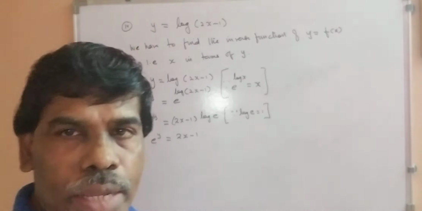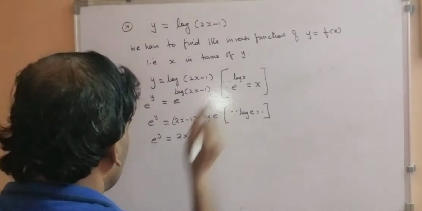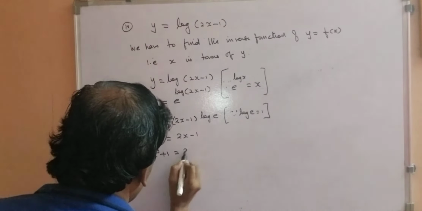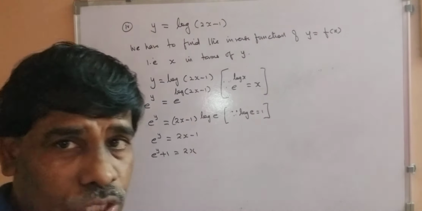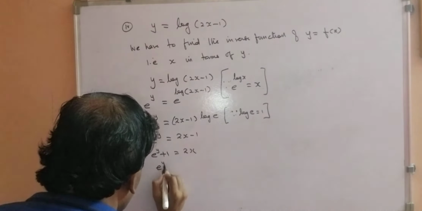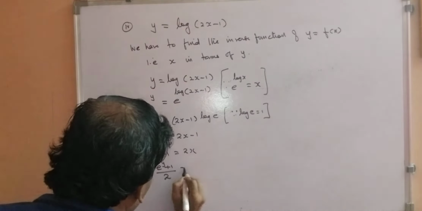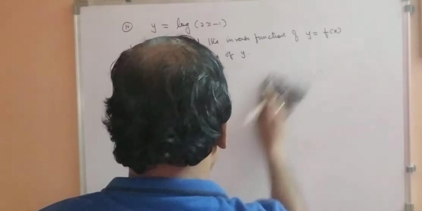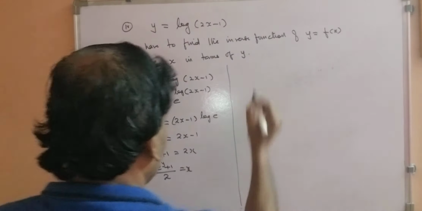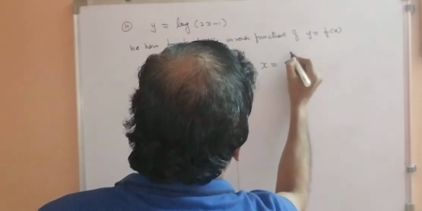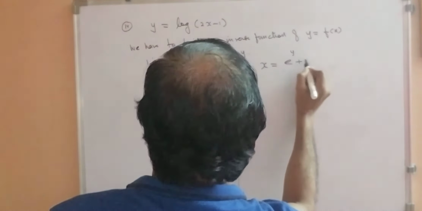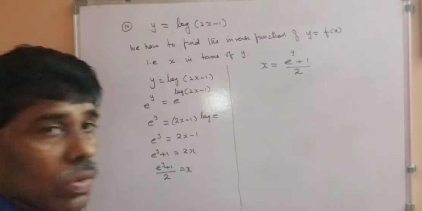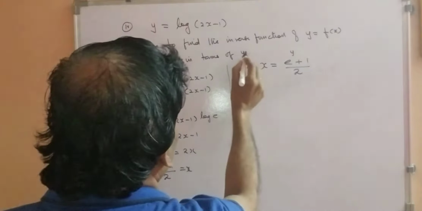But what is our ultimate aim? We have to find out x in terms of y. So this we will take it here. E raised to y plus 1 equal to 2x. But again we want x only. So e raised to y plus 1 upon 2 equal to x. So now our objective is achieved. Now what we have written? We have written x in terms of y.